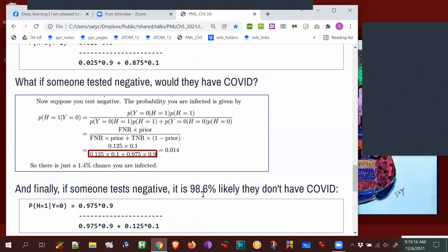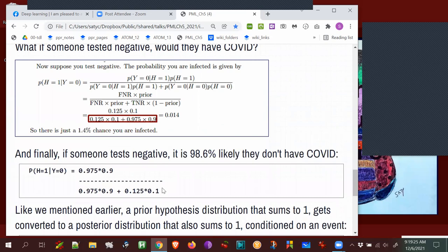And what about all the others? What fraction does not have COVID? Again, 100 minus that, which is 98.6. Again, just to make it obvious, I have the same denominator, but now rather than that fraction, we use the other fraction. So again, in all these fractions, this is called likelihood. So then you had one likelihood, now you have the other likelihood. So then those fractions add up to one as well.